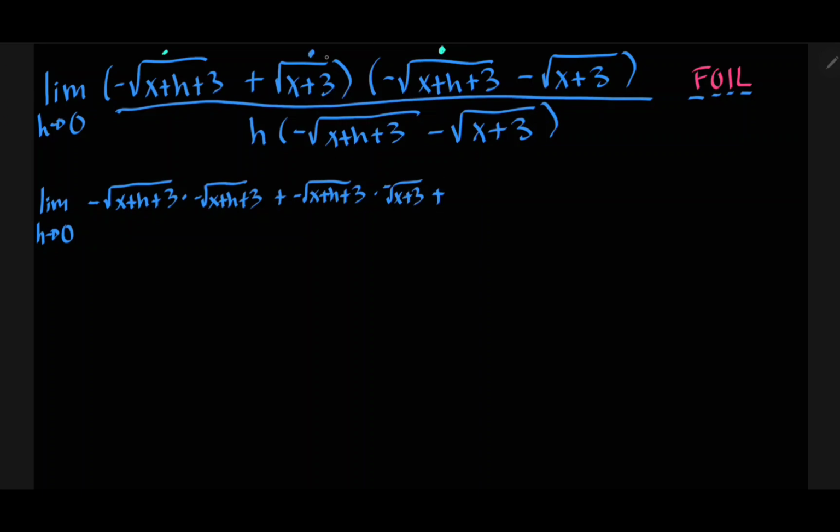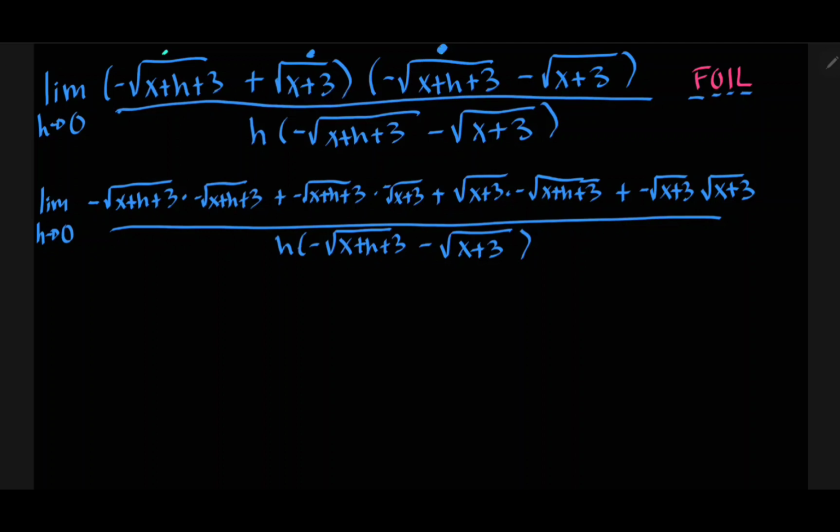Then we have our inside terms, which is the square root of x plus 3 times the negative square root of x plus h plus 3. One of them has a negative, one of them does not. And then we have our last terms, negative square root of x plus 3 times the square root of x plus 3. And like I said before, let's just leave our denominator alone. I'm going to go ahead and put our negatives in pink so that you can see them.